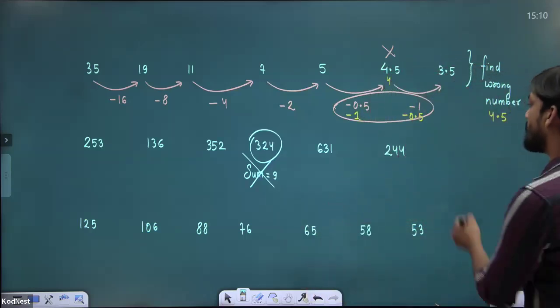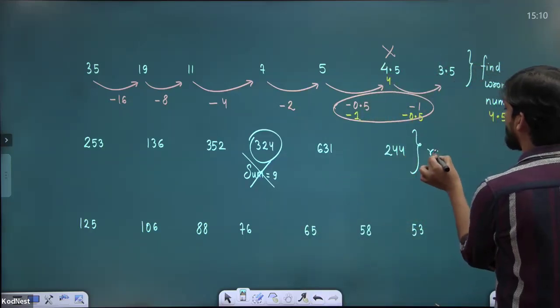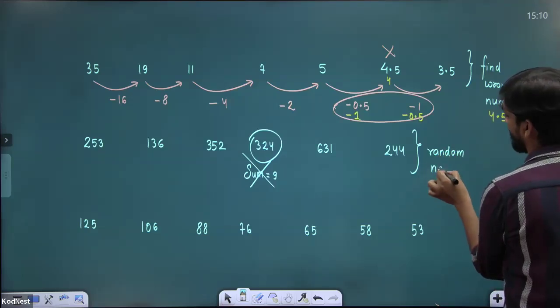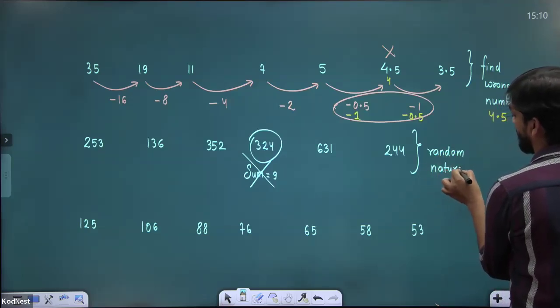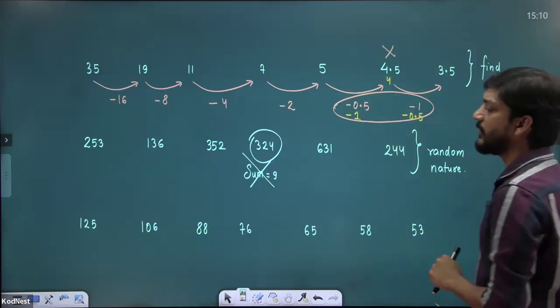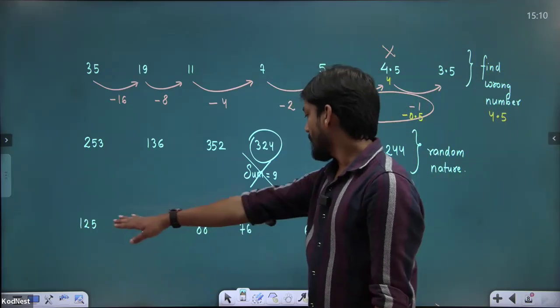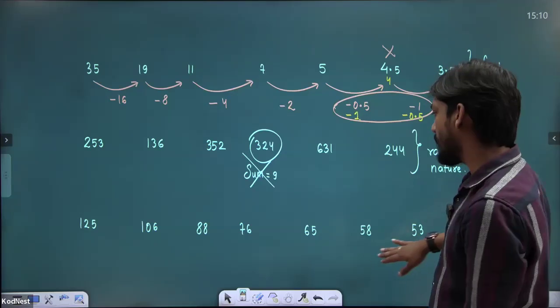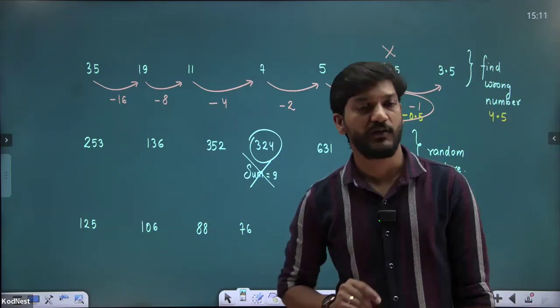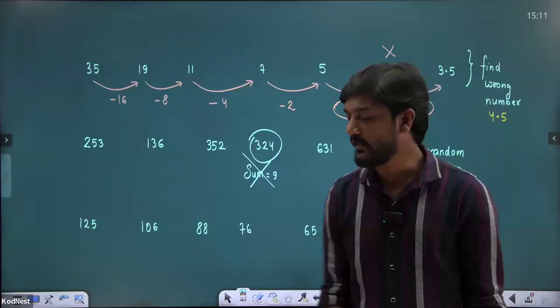Okay. Where to observe? Wherever it is random nature, then you can observe this way. Here it is not random nature, so I will not think sum of digit or something like that. Now, here the values are decreasing. Carefully observe. Yes, values are decreasing. So here I will not think sum of digit first. I will think plus, minus, multiply, divide only.